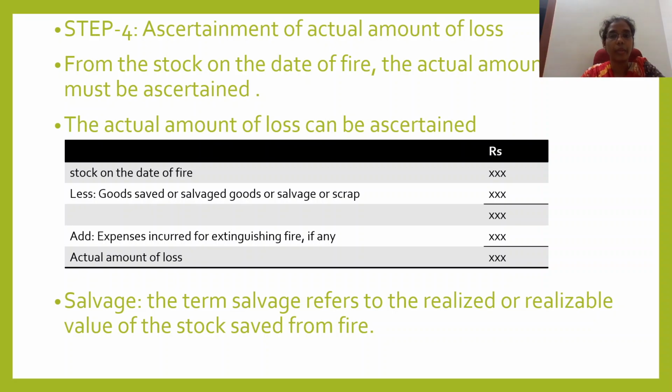So what is the format by which we'll find the actual loss? Here we have the format where we consider the stock on the date of fire, that is, the closing stock on the date of fire, less goods saved or salvaged goods or salvage or scrap. So any of the goods that are saved out of the fire, the value of those goods should be deducted. After deducting that, we'll have the value. With that, we add the expenses that are incurred for removing the fire. Say, expenses incurred for extinguishing the fire, all these expenses should be added and the remaining amount would be the actual amount of loss.